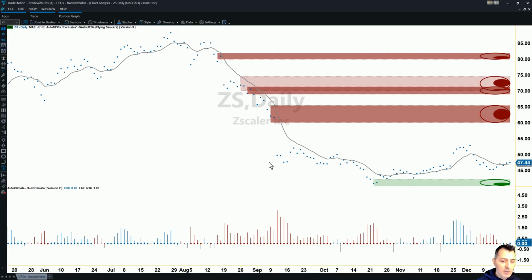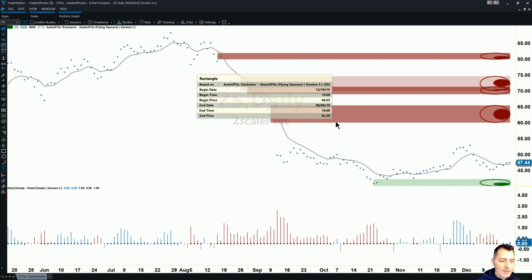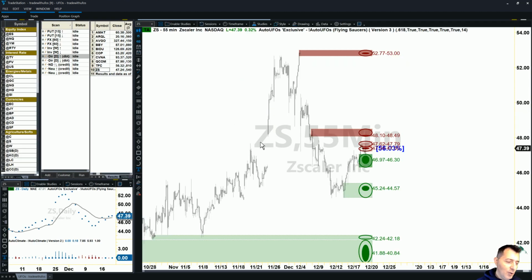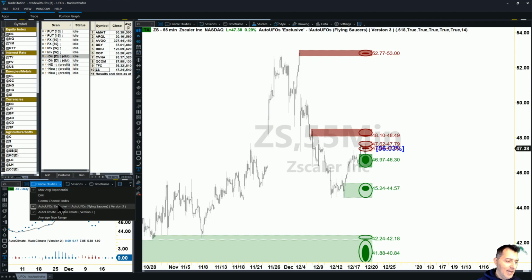So I did turn on AutoUFOs, and this shows us that the target for ZS should be located at the bottom part, 60.03. Wow, that's a monster trade. 60.03. Current price is 47. We plan to buy at 47.05. This is a monster move, and we've seen cases like that many times.